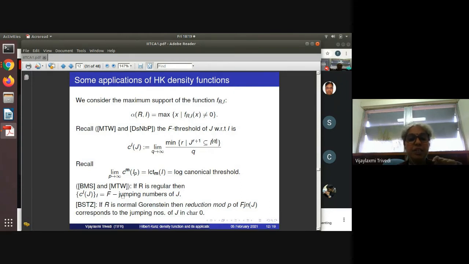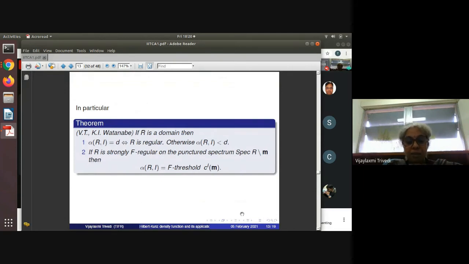What they said is that these thresholds of J will coincide with something called F-jumping numbers of J, which I'm not defining here. And the nice thing about F-jumping numbers of J is that if I go reduction mod P, they coincide with jumping numbers of J in characteristic 0. So as I said, these are characteristic P invariants of characteristic 0 invariants. F-jumping number versus jumping number. Similarly, there are test ideals versus multiplier ideals, given by Hara and Yoshida. I won't get into that. But if R is normal Gorenstein, then this is the result of Blickle, Schwede, Takagi, and Zhang, that F-jumping number reduction mod P coincides with jumping number of J. So these invariants are related that way.